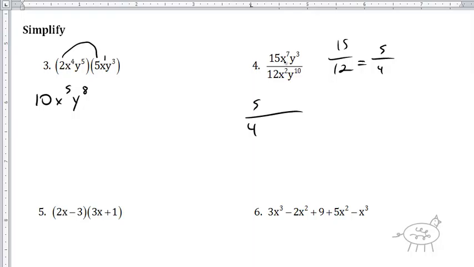And then we have a battle. Remember, x to the 7th over x squared. The north wins by, for the x's, by 5. So it's x to the 5th on top. And the y, the south wins by 7. So y to the 7th. And that's your final answer.